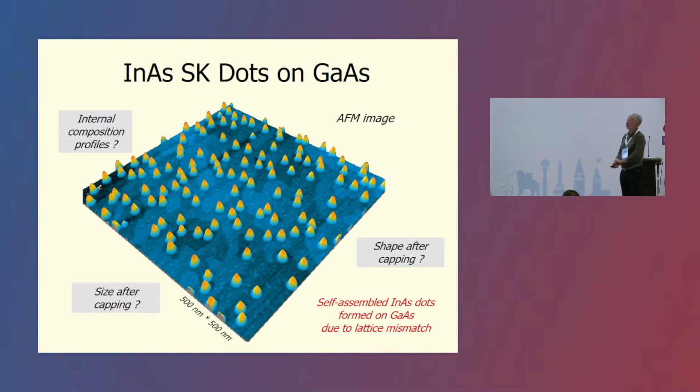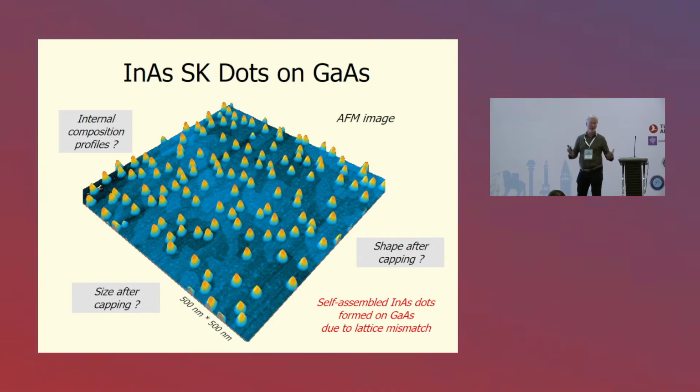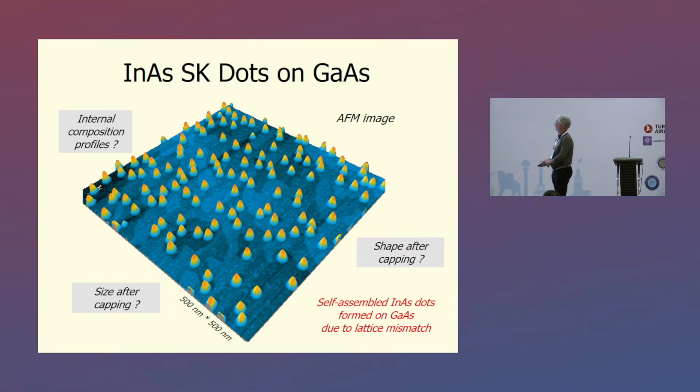And this is an AFM image of the SK quantum dots before overgrowth. Already we can learn a lot of things about these quantum dots by looking at these AFM images. How many of these nanostructures do we have? What is their size, their shape? But actually, more importantly, I would like to know what these quantum dots look like after they have been overgrown with further material. Do they keep their shape after capping?